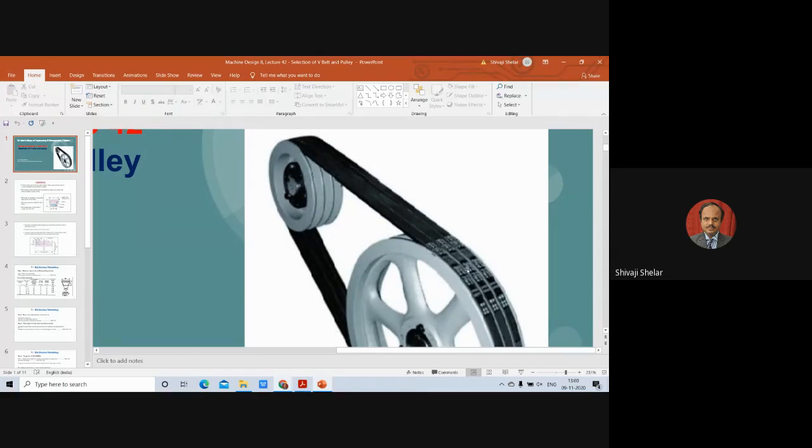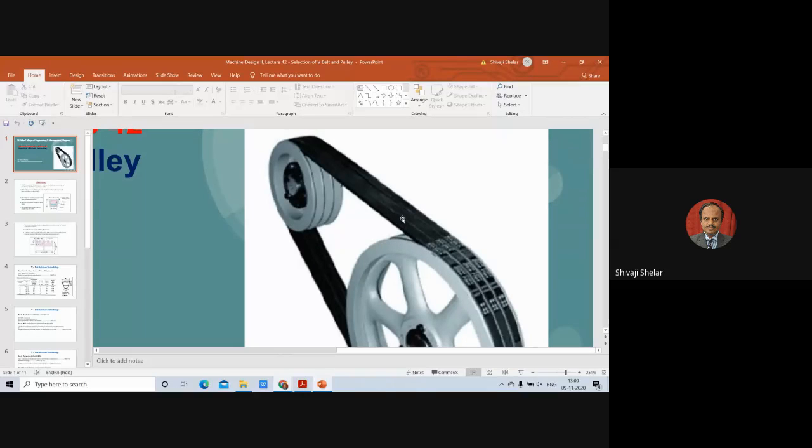The belt designation has the type of section, whether it's A, B, C, D, or E, followed by the nominal inside length of the belt. If it is in the metric system, it will be mentioned in millimeters; otherwise it will be mentioned in inches. Then dash 50, dash 49, dash 48, dash 55, dash 52, dash 53, dash 51 will be mentioned there, which indicates the grading of that belt.